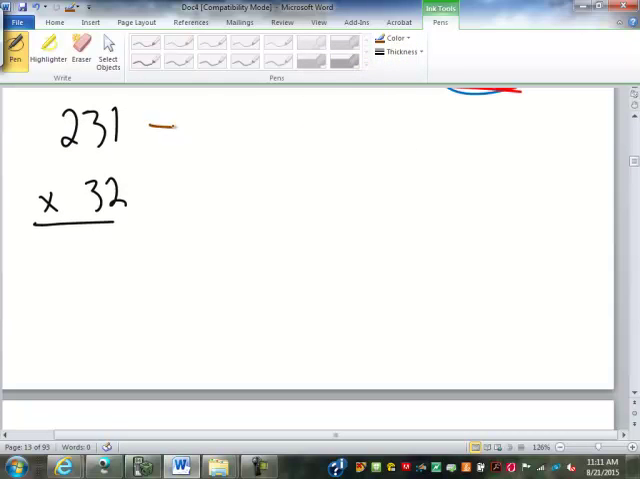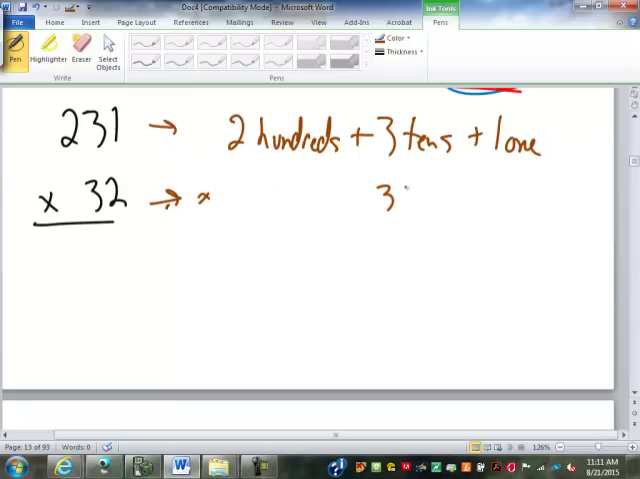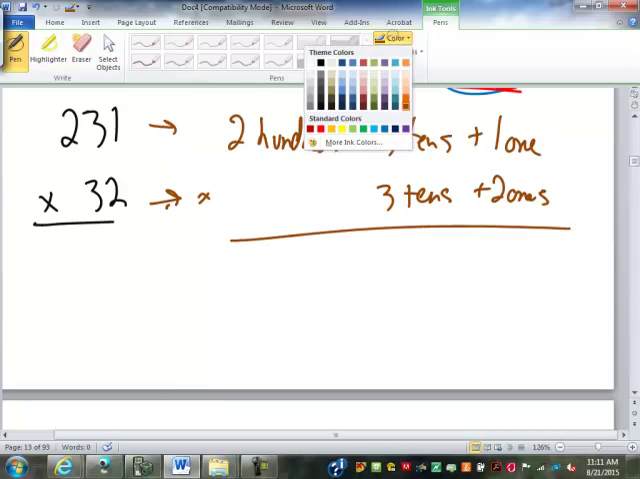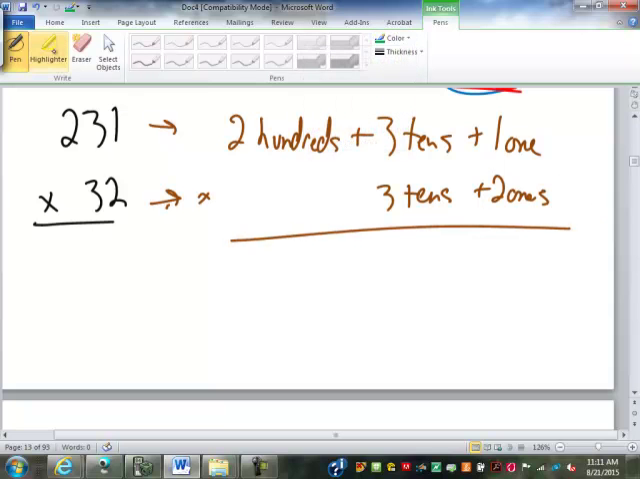This one I am going to write out in long form, just so we can see where things come from. So we got 2 hundreds plus 3 tens plus 1 times 3 tens plus 2 ones. When we multiply, do we need the same name? No. So this 3 tens here not only can combine with the other 3 tens, but it can also combine with the 2 ones. In fact, every digit in this number can combine with every digit in the second number.